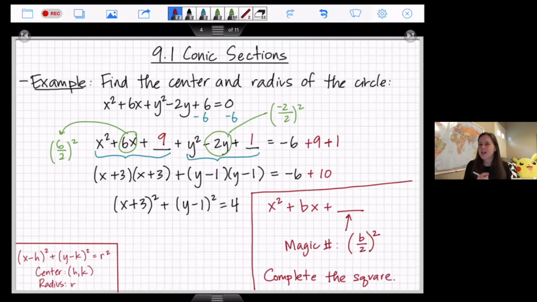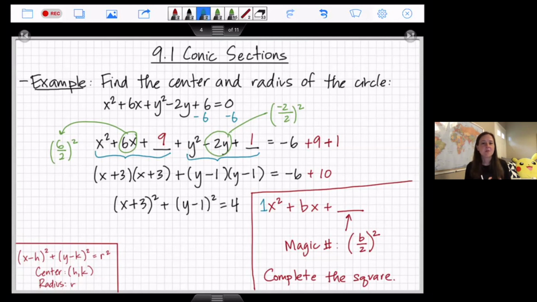All right, and it's worth noting that the coefficient on the x squared term has got to be a 1. This magic number does no magic if it's 2x squared. So we'll have to talk about what to do if we've got a coefficient on the squared term when we meet together in class. All right.